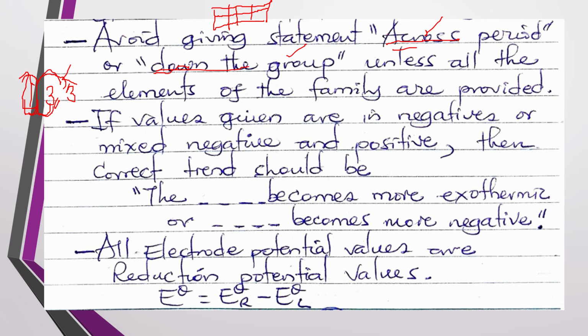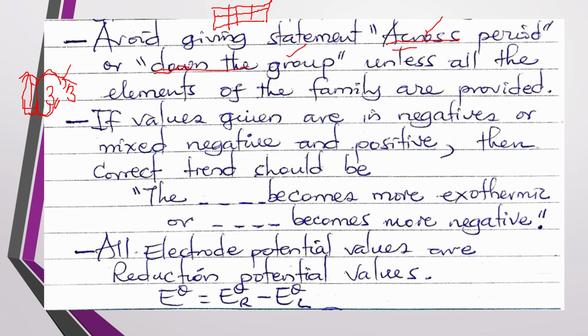You only mention and talk about the elements that are being talked about in that particular group or period that are being provided in the examination paper. Do not generalize and say down the group. We do not provide all the elements in that group or period.